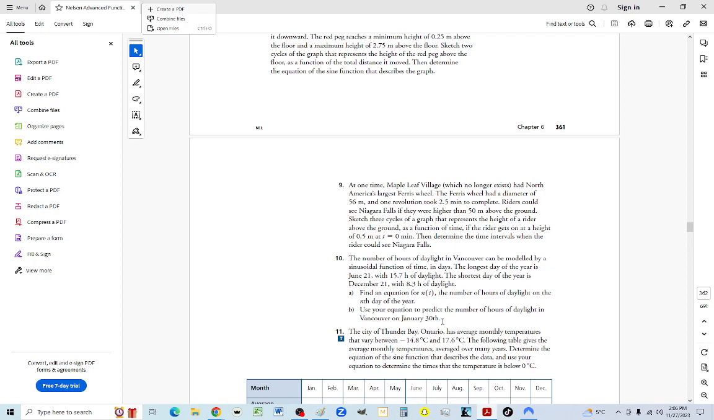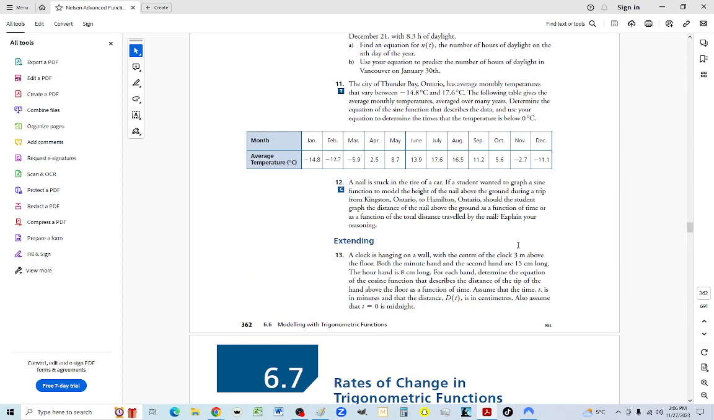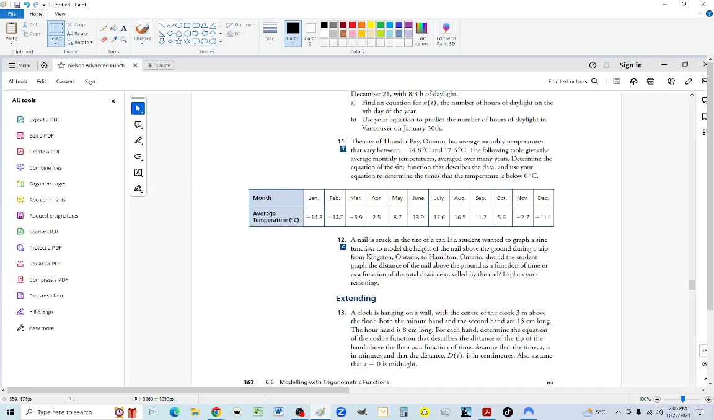The city of Thunder Bay has an average monthly temperature between minus 14.8, that's the minimum, and 17.6, that's the highest. The following table gives the average monthly temperatures averaged over many years. Determine the equation of the sine function that describes the data, and use your equation to determine the times that the temperature is below 0. Okay. So this one can be broken down in months because they're not asking for specific days.